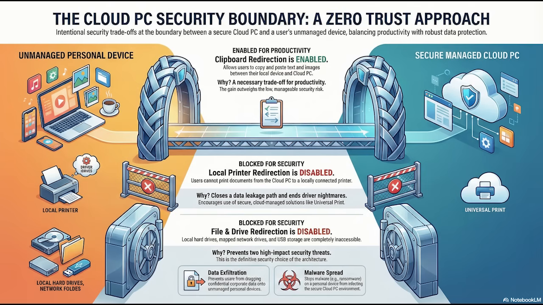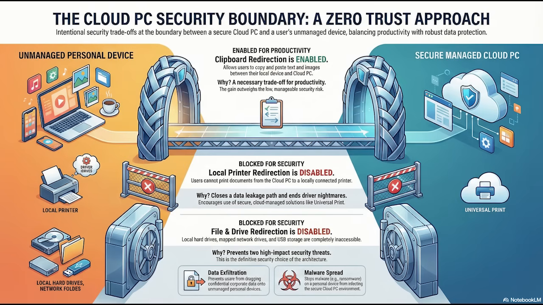So if an employee needs to print, the architecture steers them toward a secure alternative like Microsoft Universal Print, which works over the cloud and maintains that security boundary. I get the driver nightmare, but blocking the final channel, file redirection or drive mapping, that feels like a design decision that's ripe for user rebellion. If I have a file on a USB stick or my local desktop, I can't just drag it into my Cloud PC session. How do you sell that productivity hit to users?